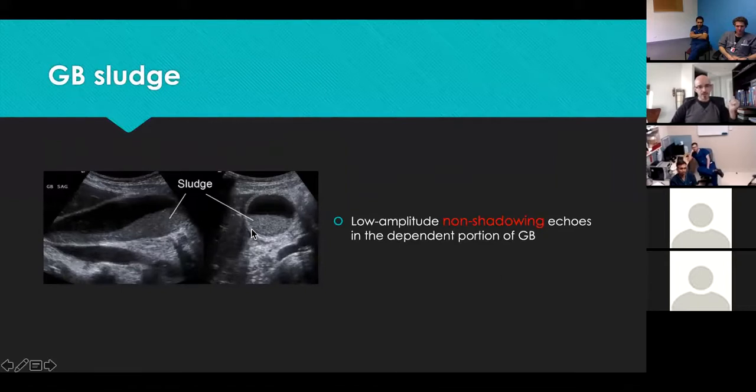The other thing that might happen is the sludge. It's the same as you would see with sludge in the urinary bladder. So echogenic material usually doesn't cause any shadowing afterwards, and you can confirm this by, again, moving the patient and seeing that this sludge keeps forming a level based on your dependent position.